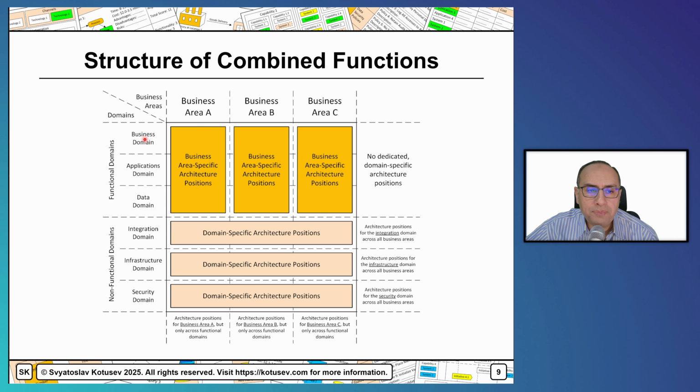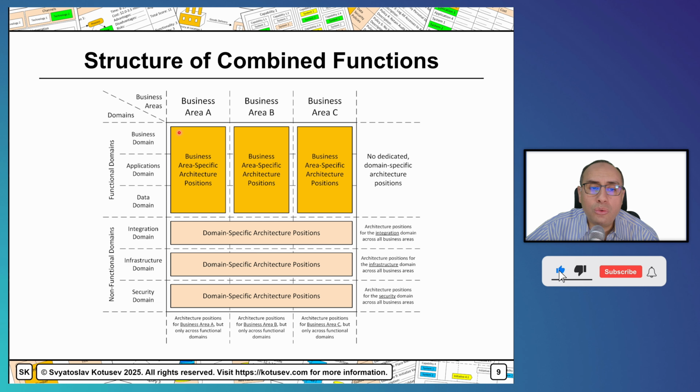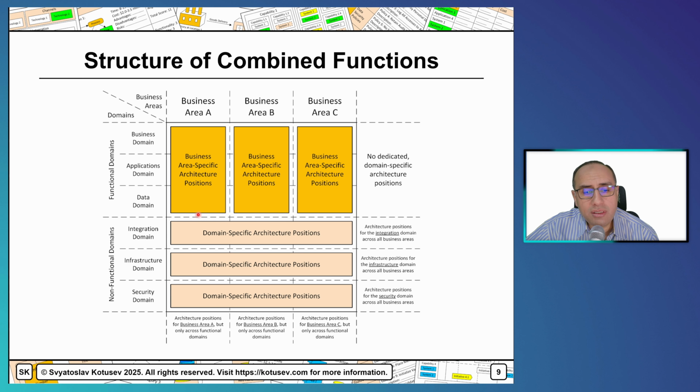What does this mean? In the business domain, application domain and data domain, because they are very closely related to each other, normally when you understand the business domain, you know the applications that serve this business, and from the application you know the data model and the integration between the data. So all of this is serving the business. That's why here you will find a business area specific architect, who is an architect who knows everything about this business area.